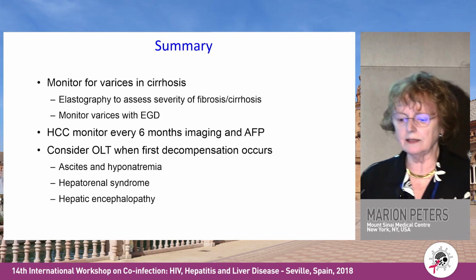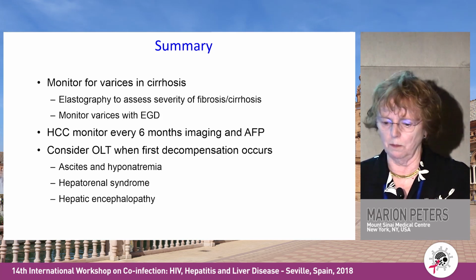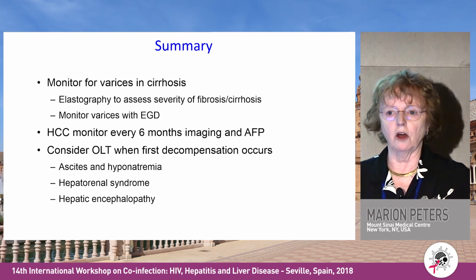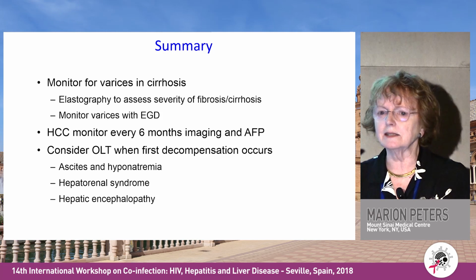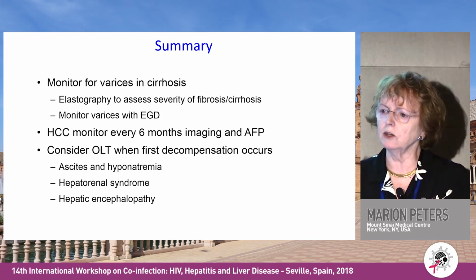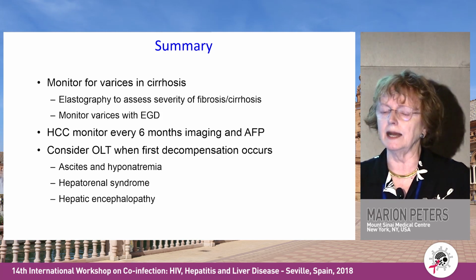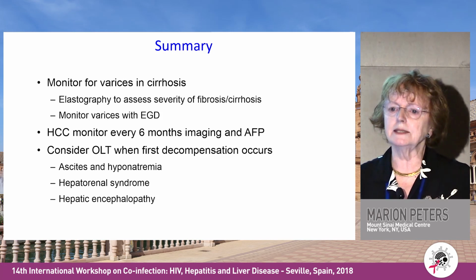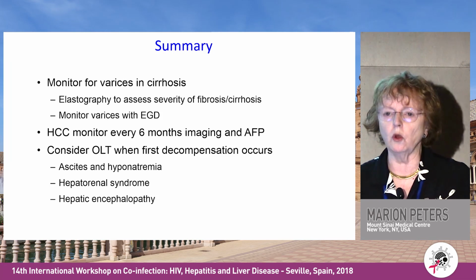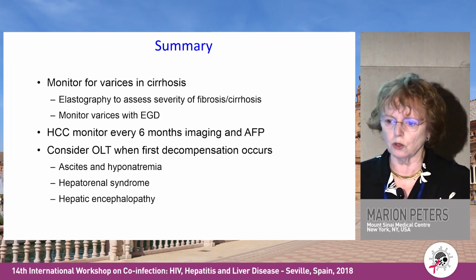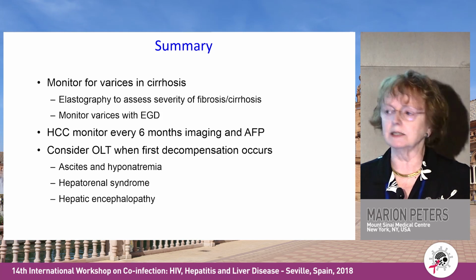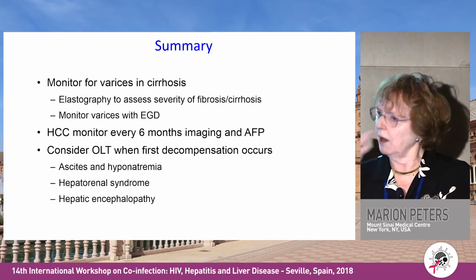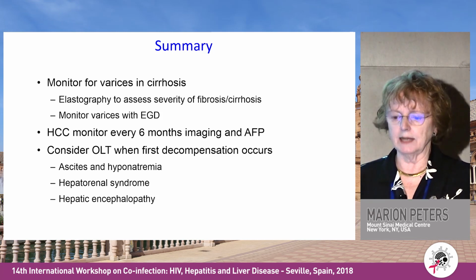And you should consider transplant when the first decompensation occurs. Ascites, hepatorenal, encephalopathy. Even if the patient just has a touch of ascites, especially in co-infected patients, you have to decide, is the patient a transplant candidate? The transplant center may not want to see them, but you want to evaluate the patient, talk to the patient about transplant. If the patient isn't a candidate, be prepared to offer them palliative care when the time comes.